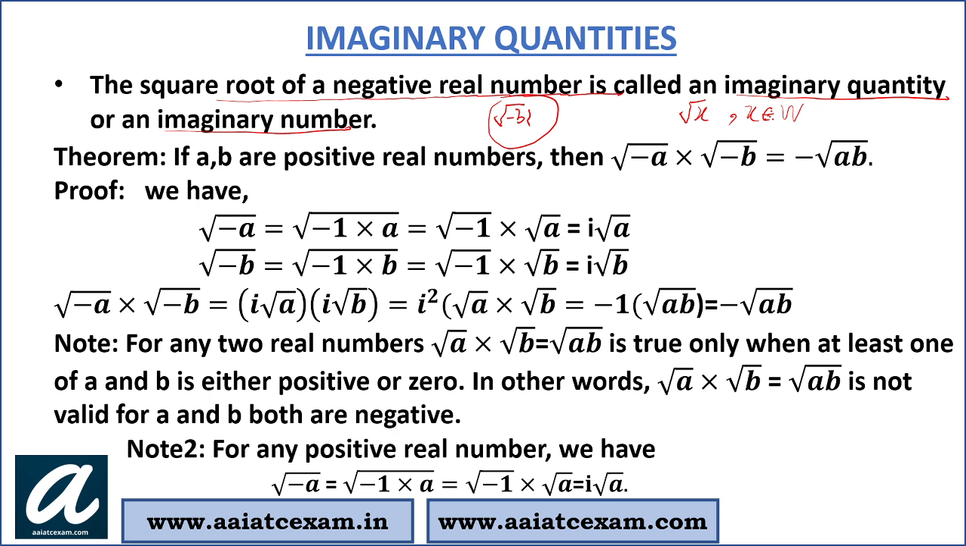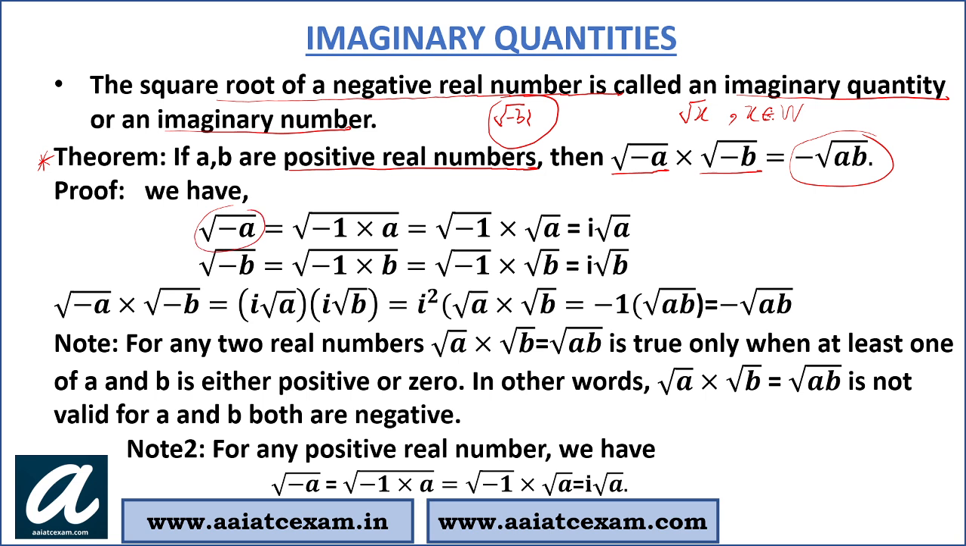Numbers that do not exist. That's why I am saying imaginary number here. One theorem is there, students. If a and b are positive real numbers, then under root of minus a into under root of minus b can be written as minus under root of ab. Very, very important theorem. The proof is given here.